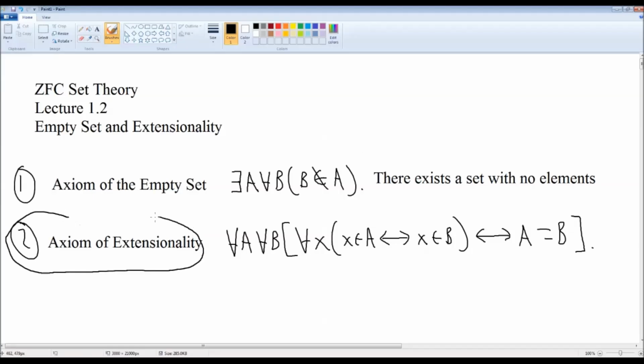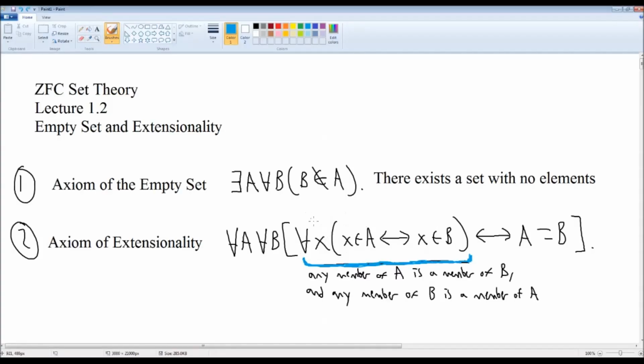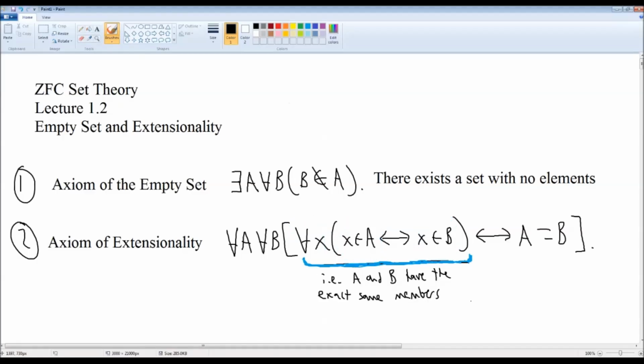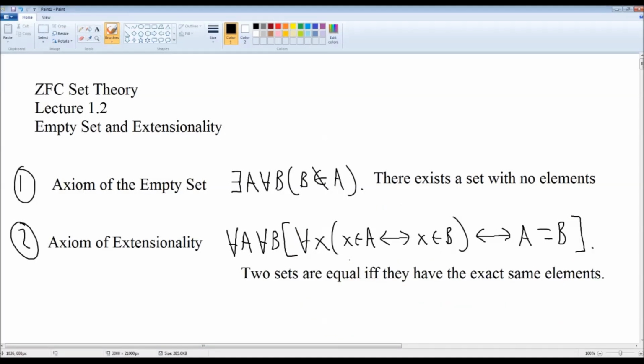Axiom 2, the axiom of extensionality, says that for any sets A and B, A is equal to B if and only if for every X, X is in A if and only if it's in B. This part of the formula says that anything that's a member of A also has to be a member of B, and anything that's a member of B has to be a member of A. In other words, A and B have the exact same members. So the whole thing means A equals B if and only if A and B have the exact same members. In other words, two sets are equal if and only if they have the exact same elements.